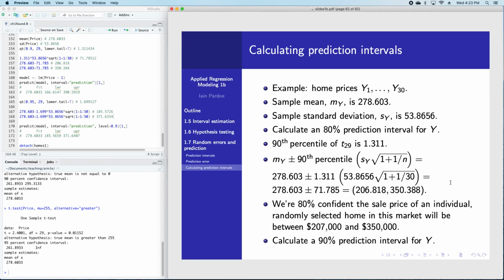So that's prediction intervals for an individual value of y, and I've talked about how to motivate the idea of a prediction interval and the formula that we use. It has a similar format to confidence intervals for the mean, but there's a slightly different formula. The uncertainty is a little bit bigger and the interval is a little bit wider.